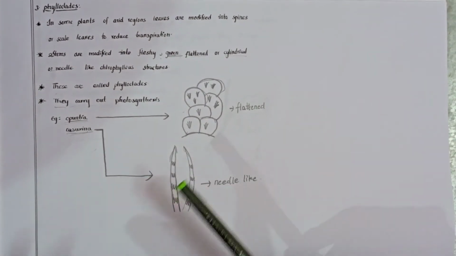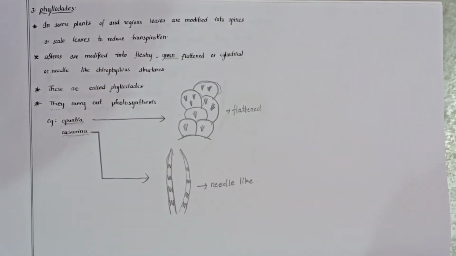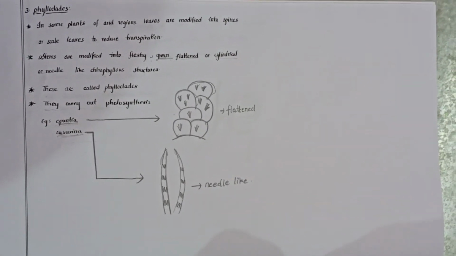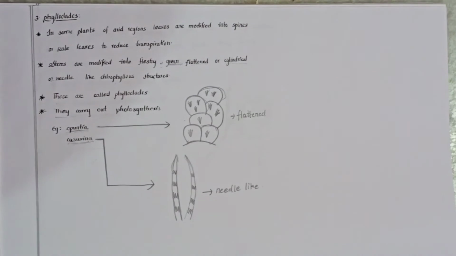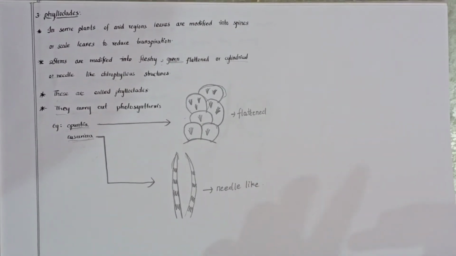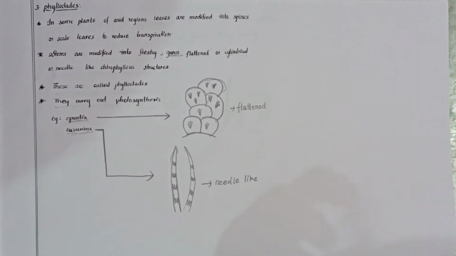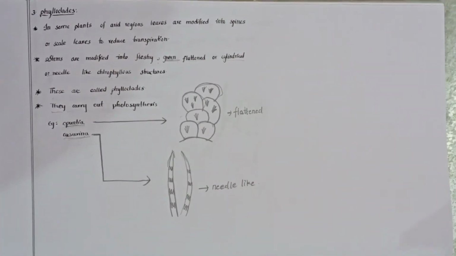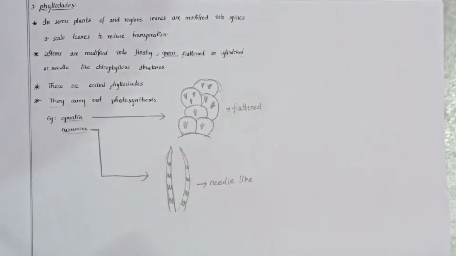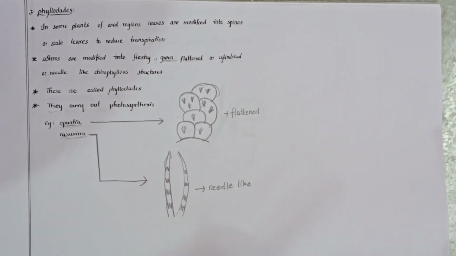The next one is phylloclade. In some plants of arid regions, the leaves are modified into spines. In arid regions, meaning xerophytes and desert plants, the leaves are modified into spines to reduce transpiration. In desert conditions water is very scarce, so in order to survive, the leaves are converted into spines. The stem is green in color, flattened or cylindrical. If the stem is green, it contains chlorophyll and performs photosynthesis.